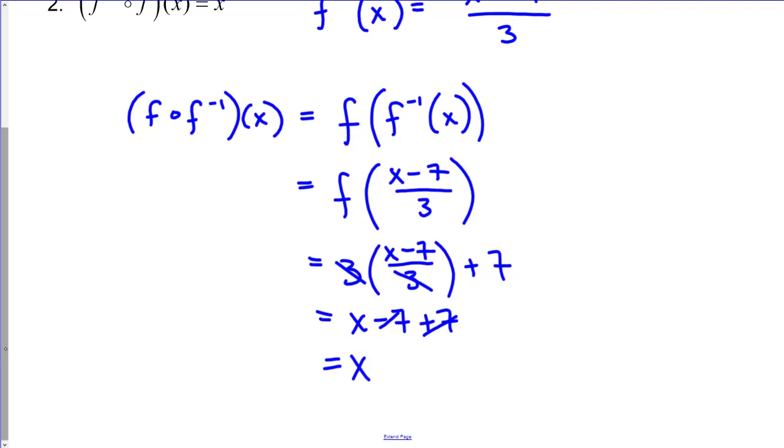So this essentially says if you put a value into your function f and get a y back out, then take that and put it into your inverse, you're going to get right back to the original x value that you started with. It'll happen every single time.